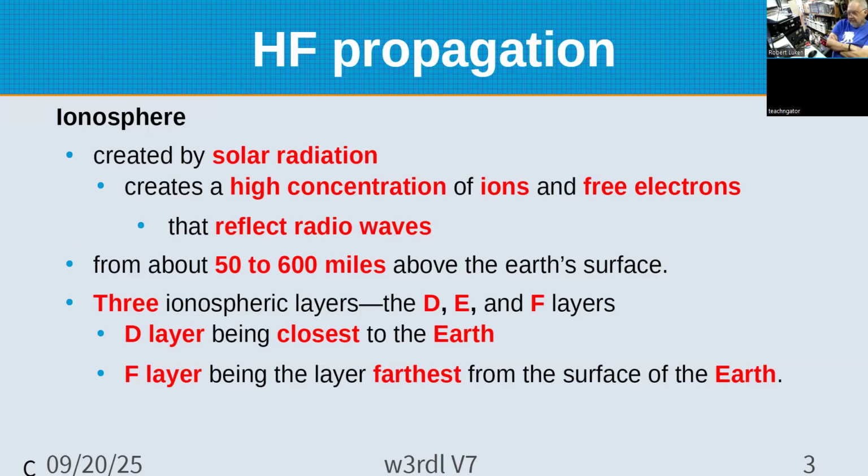So in like 50 to 600 miles is what we call the ionosphere. Troposphere is way down below that. And I don't know why they labeled them D, E, and F. You would think that somewhere there's A, B, and C. I've never seen A, B, and C referenced. Maybe that's the troposphere. I don't know. Could be. But the D layer is the lowest layer that gets ionized, and the F layer is the highest.